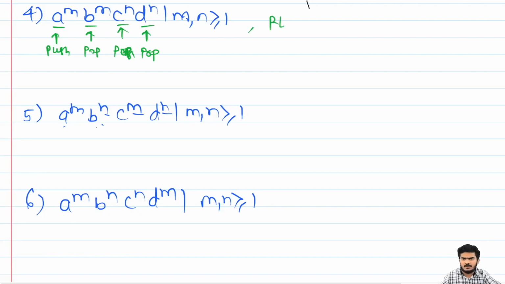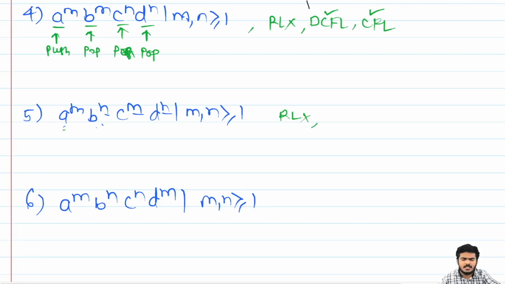This is not a regular language because we need a stack, and we can design a deterministic PDA for this language. So this is a DCFL, and whenever the language is DCFL, it is always CFL. Okay, now in this language, a raised to power m, b raised to power n, c raised to power m, d raised to power n, m and n are greater than or equal to 1. So the language is infinite, and we are not able to design a finite automata for this language. So this is not a regular language.